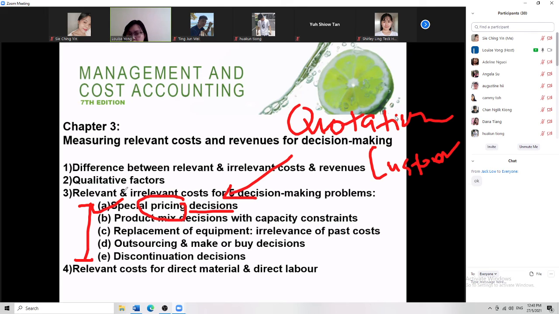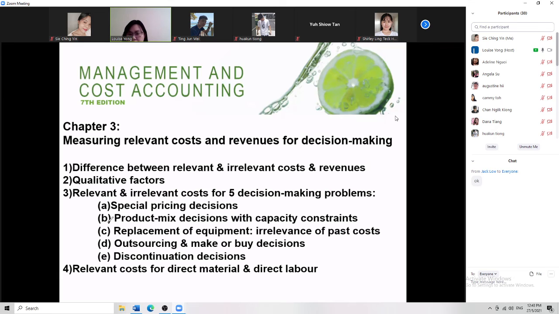Okay, so this we can use special pricing, meaning that you get a special order from your customer. It's not your existing customer. It may be a business deal that comes in unexpectedly, and then you have to calculate. Okay, so you have to calculate. Then number 2 here, product mix decisions.